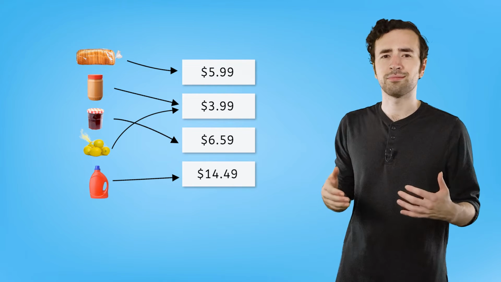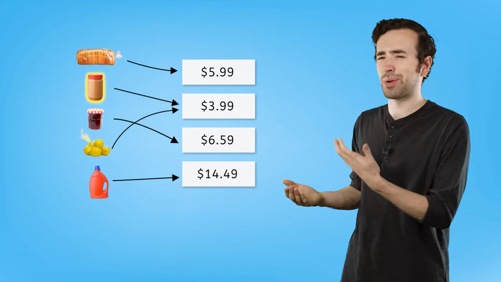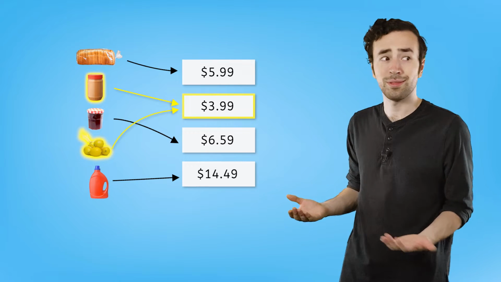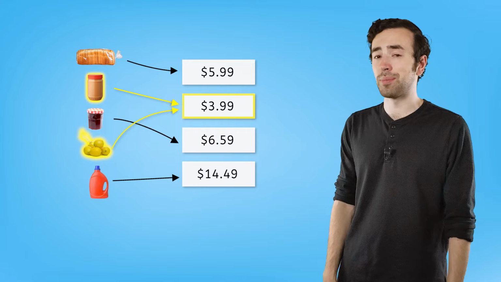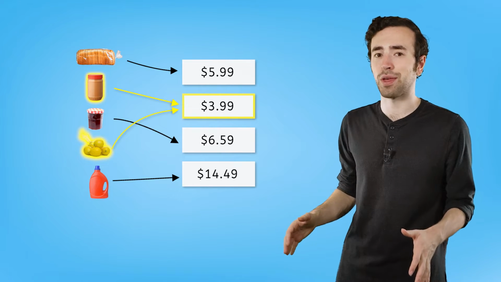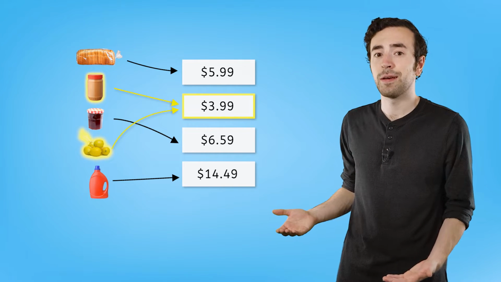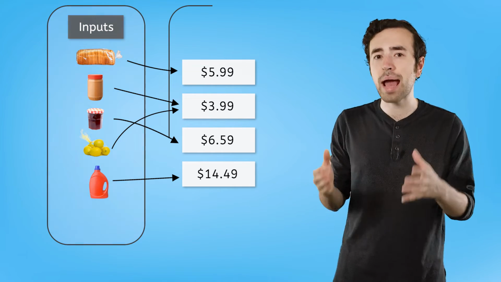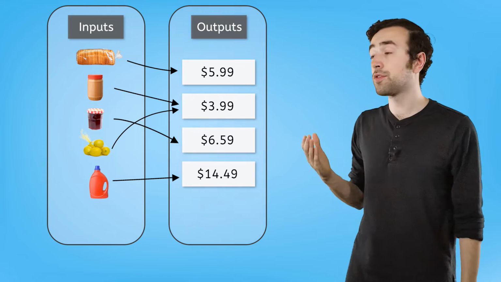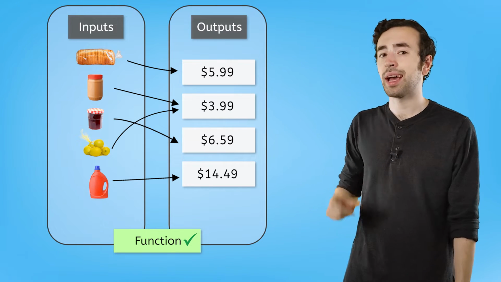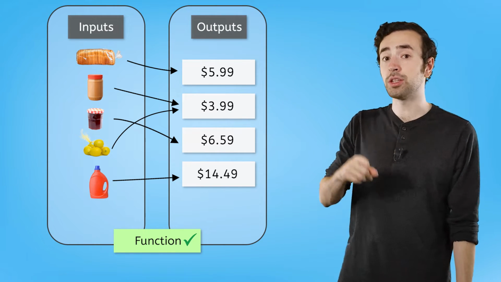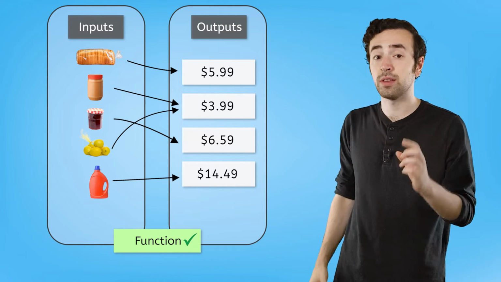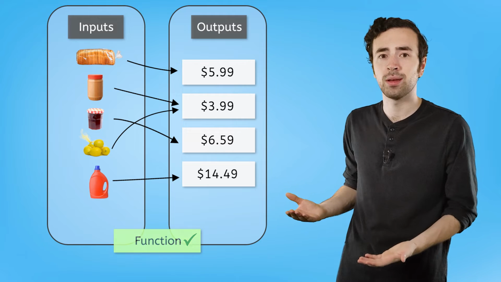But hold on a second. Is it all right that the peanut butter and the lemons have the same price? Yeah, for sure. I mean, there are probably many different items at the grocery store that will have the same price. In this scenario, our inputs have been mapped to our outputs. This forms a function because each item has one price. So each input is related to exactly one output, even if some of those outputs are the same.